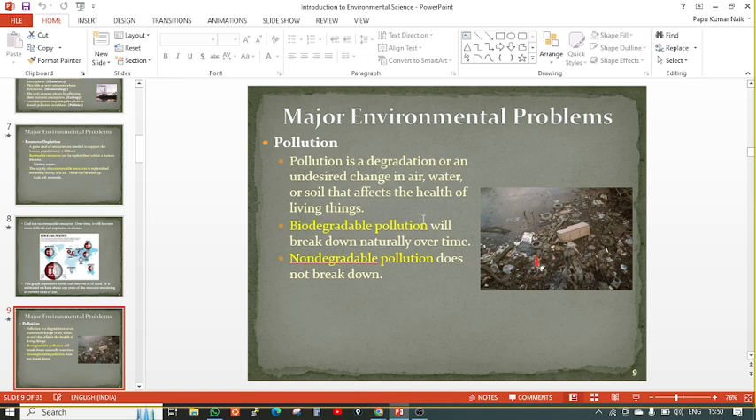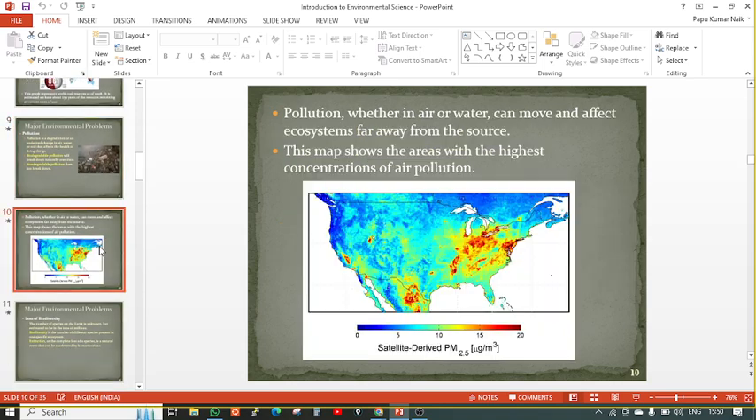Biodegradable pollutants break down naturally over time, and non-biodegradable pollutants do not break down. Nature has the capability to heal itself, so some pollutants are always neutralized by nature itself. But artificially we are creating non-biodegradable pollutants which cannot be degraded by nature. This is the major pollution problem caused by humans. Pollution in air and water can affect the ecosystem, obviously. Here a satellite image shows how PM 2.5 increases. As industrial development happens, the pollution level also increases.